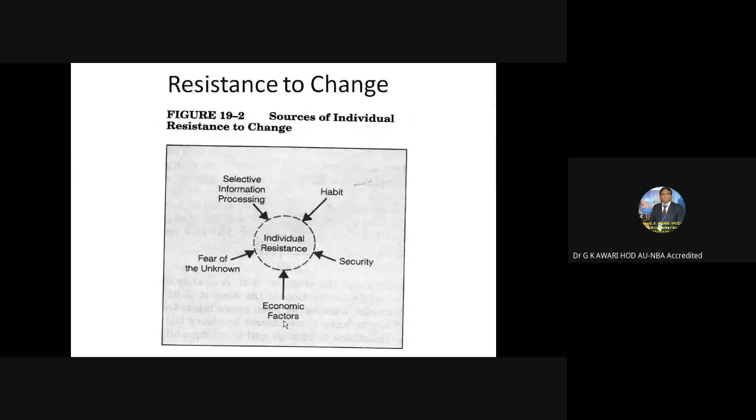Okay, so the sources of individual resistance to change: selective information processing, habit, security, economic factors, and fear of the unknown, which means that we fear about what is going to happen. What will be the changes? When the coronavirus entered India in the month of March 2020, we had the fear of the unknown. What is going to happen? What will happen to us? Because there is no vaccine, there is no medicine.